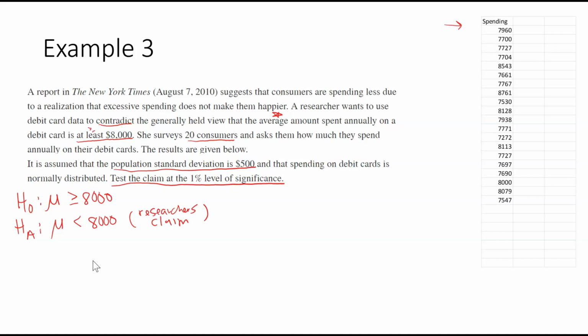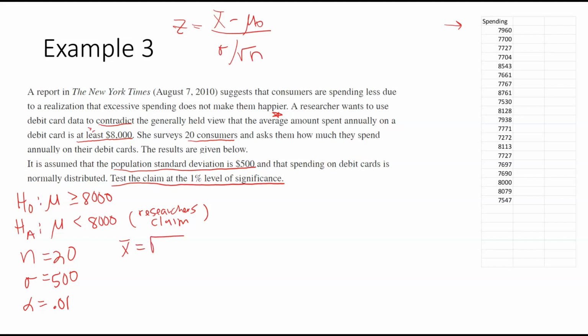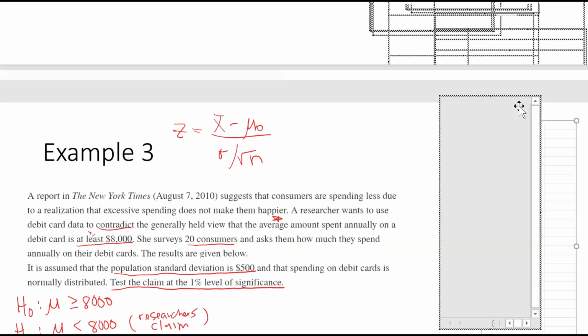So now that we have this here, let's get some stuff up here because what do we know? We know that n is 20. We know that sigma is 500, and we know that the significance level we're talking about is 0.01. So now if we want to calculate the z, we need x bar minus the mu in question over sigma over the square root of n. Well, we don't have x bar, but we can get it from Excel. So we can actually do a lot of this in Excel.